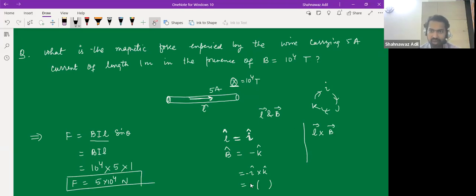We are going anti-clockwise for i cross k. So i cross k is j or minus j? Minus j, right? So minus j.